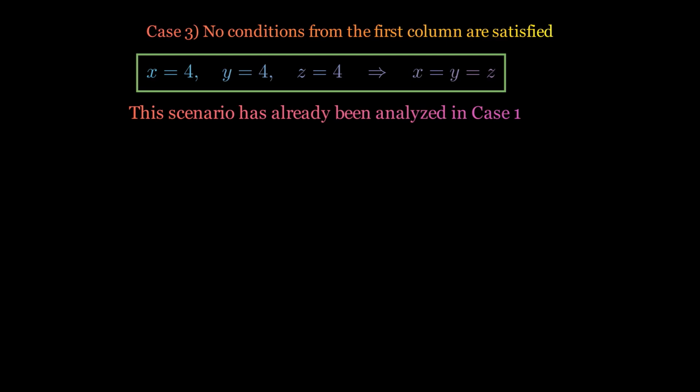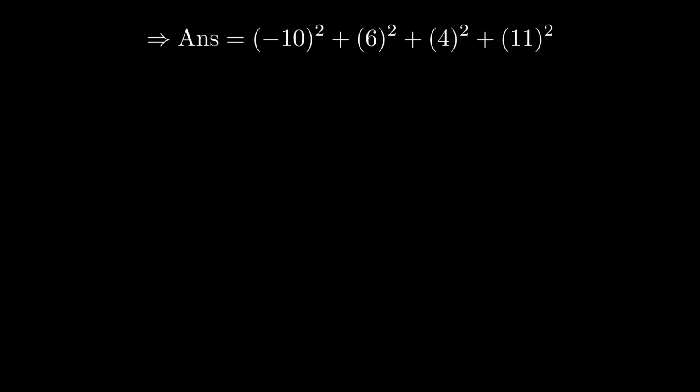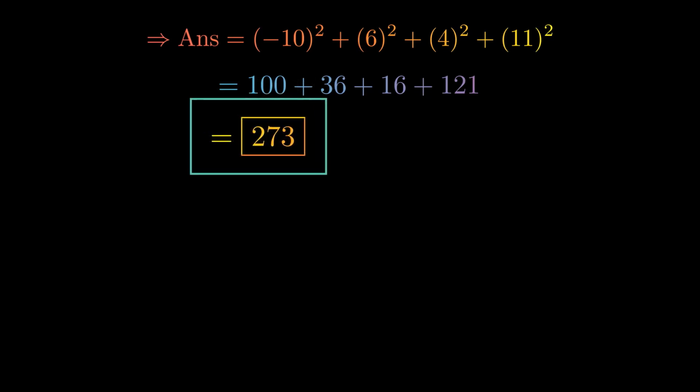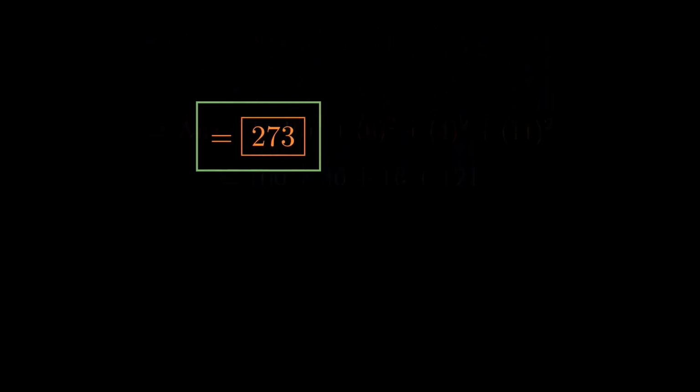Finally, let's calculate the answer. How do we combine all the solutions we've found? We need the sum of the squares of all possible x values. Negative 10 squared, plus 6 squared, plus 4 squared, plus 11 squared. Simplifying this gives 100 plus 36 plus 16 plus 121, which equals 273. So, the final answer is 273.